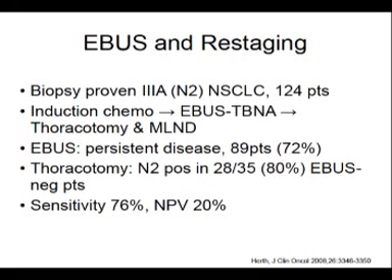EBUS was quite good at picking up persistent disease. In fact, in 89 patients, they showed residual disease in the nodes. And the remaining 35 patients subsequently went off to thoracotomy. But 80% of these were actually falsely negative by EBUS. And so the negative predictive value in the restaging setting is very low, only 20%. Next.